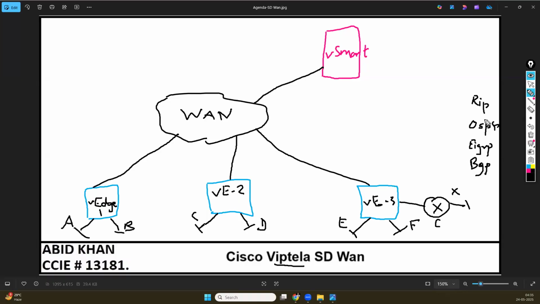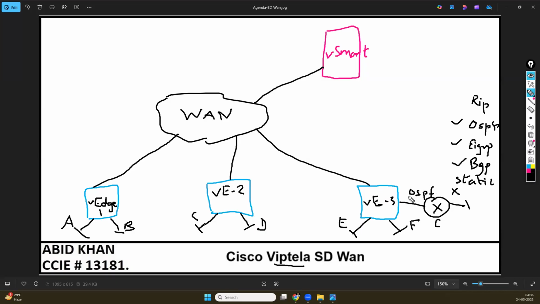even EIGRP. So RIP is not supported, but OSPF is supported, BGP is supported, EIGRP is supported, and static routing is also supported, which everybody does. So let's assume that this WAN edge will learn this network X through static routing, or it could run the open standard protocol OSPF. So maybe we have OSPF later on.